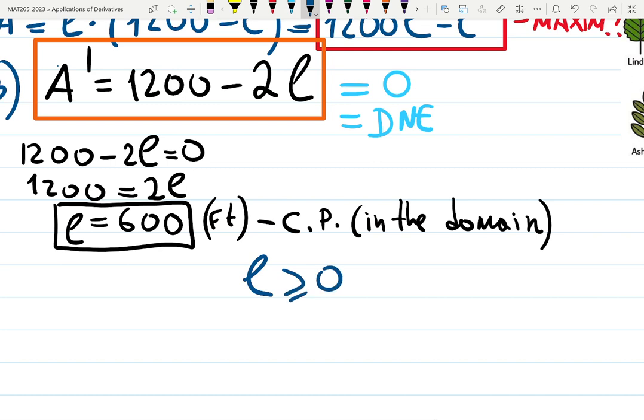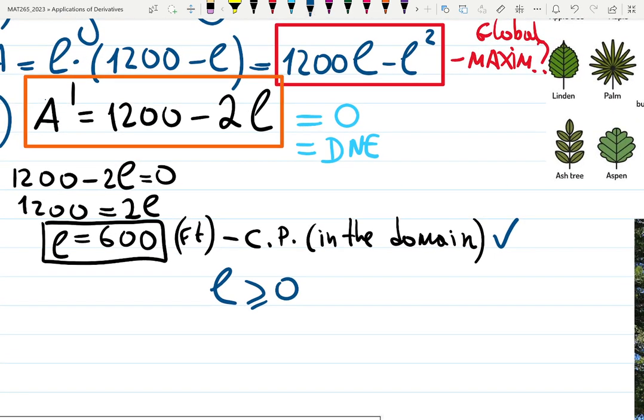Let's put bigger than 0 in the domain, and that means 600 is fine. But also, A shouldn't be negative, so L shouldn't be too big. And L has some kind of maximum on the domain. And that's also interesting to find.